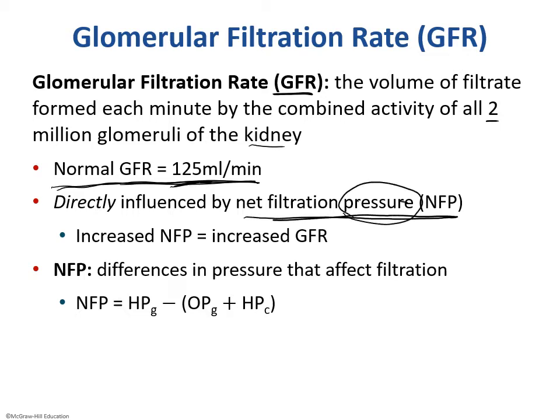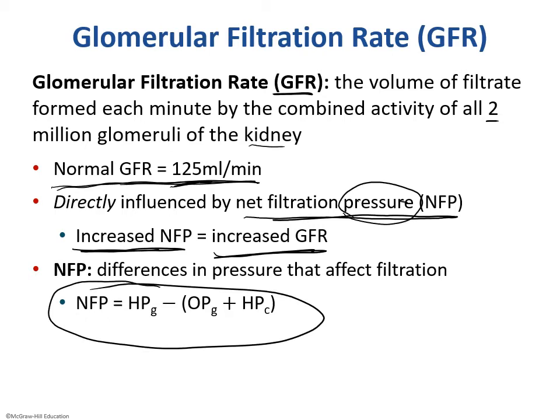This is the pressures, or NFP. If we have an increased net filtration pressure, that's going to increase the glomerular filtration rate. It's going to push more fluid from the glomerular capillaries into the capsular space. This whole equation right here is the equation for net filtration pressure, or NFP. This is where hydrostatic pressures and colloid osmotic pressures come into play. This time I am really going to make you understand what these pressures are doing.